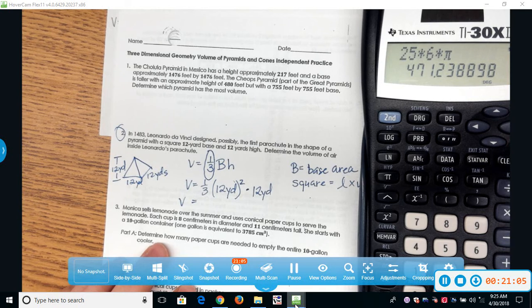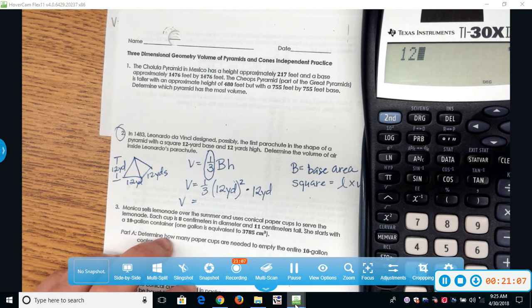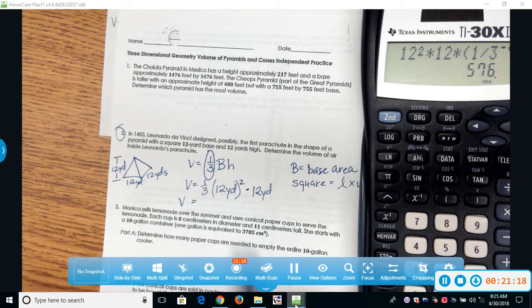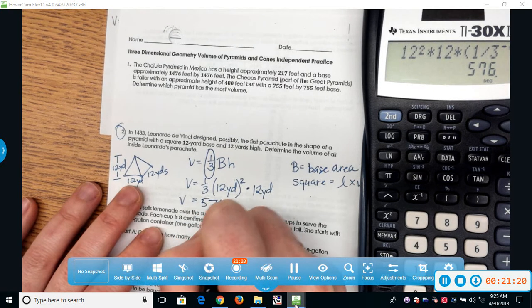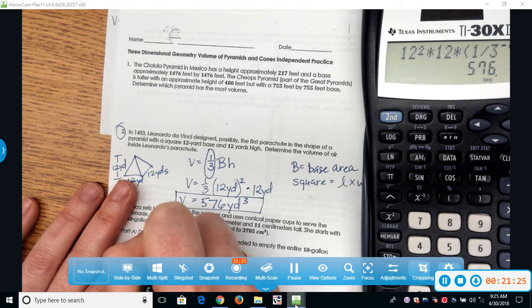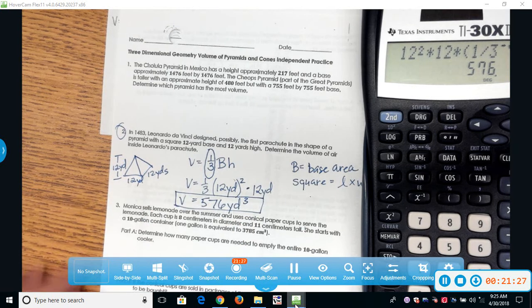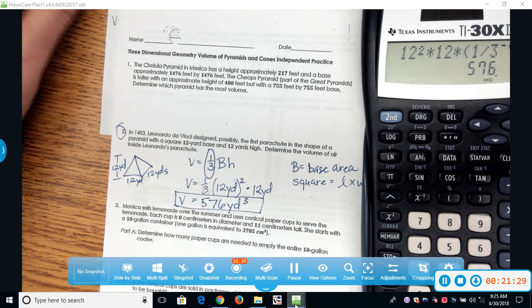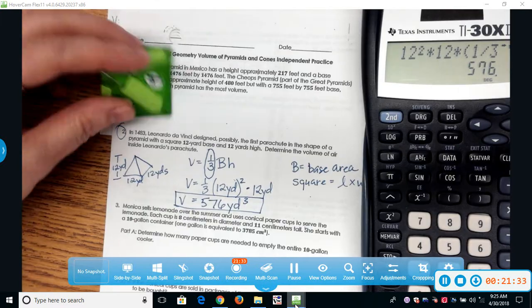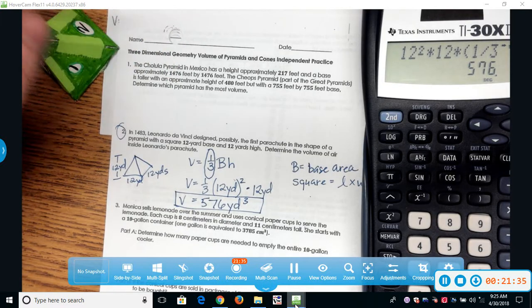So, I have 12 squared times another 12 times 1/3 to account for that getting skinny. So my volume is 576 yards cubed. So there is a pyramid for you. Calculating volume.